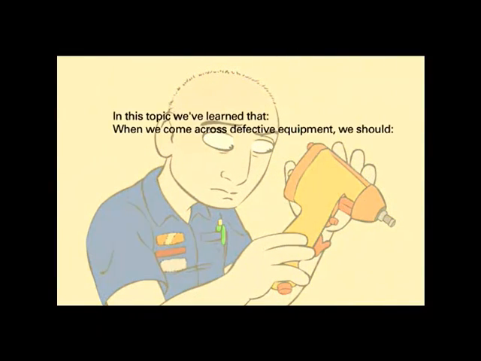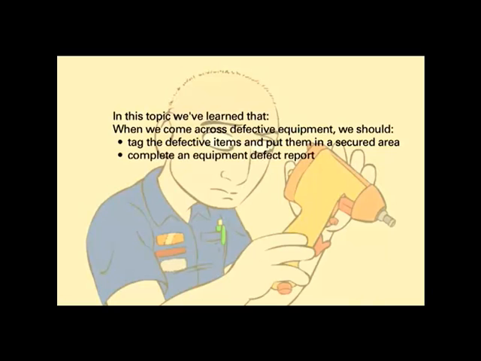In this topic, we've learned that when we come across defective equipment, we should tag the defective items and put them in a secured area, complete an equipment defect report, and notify our supervisor immediately.